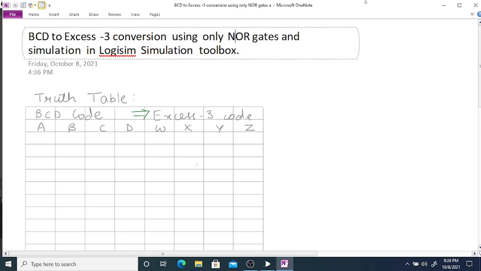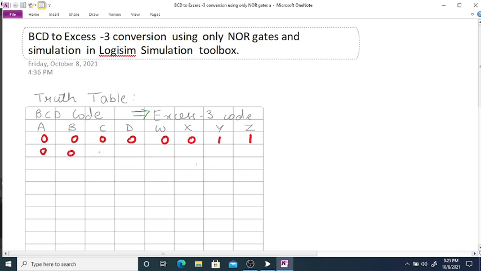BCD to XS3 conversion using only NOR gates and simulation in the Logisim simulation toolbox. We know that BCD code consists of the numbers 0 to 9 and we are going to convert it into XS3 code. So, first we will complete the truth table for BCD code to XS3 code. We know that BCD 0000 is represented as 0011 in XS3 code. That is, we add 3 to the given BCD code.